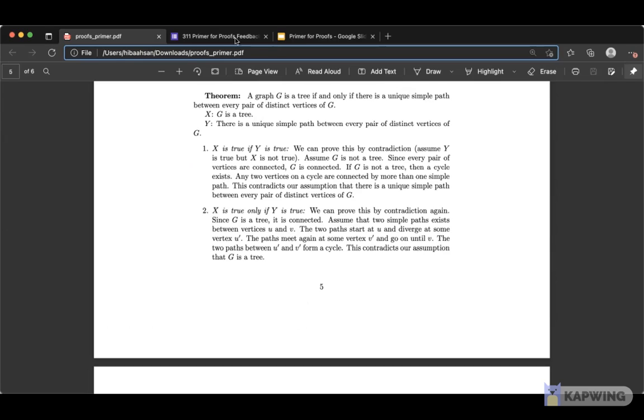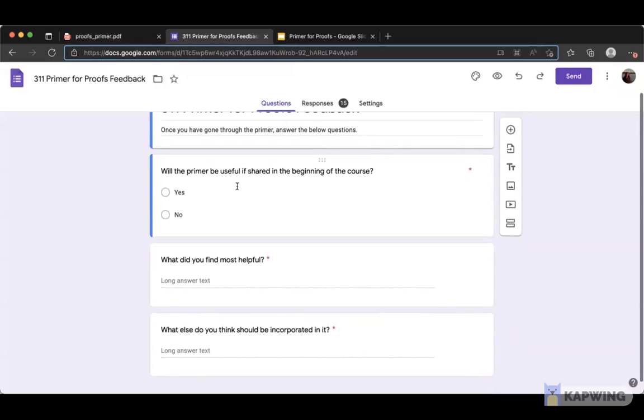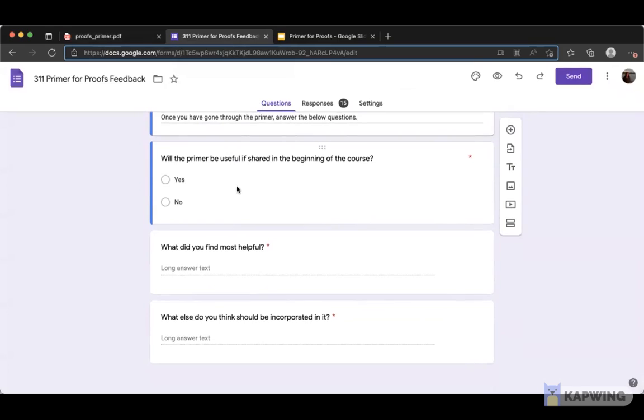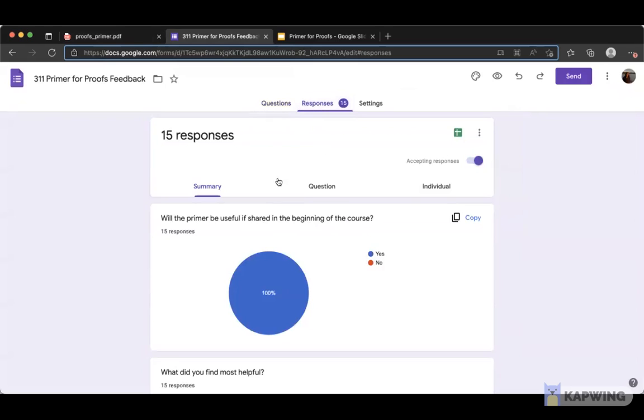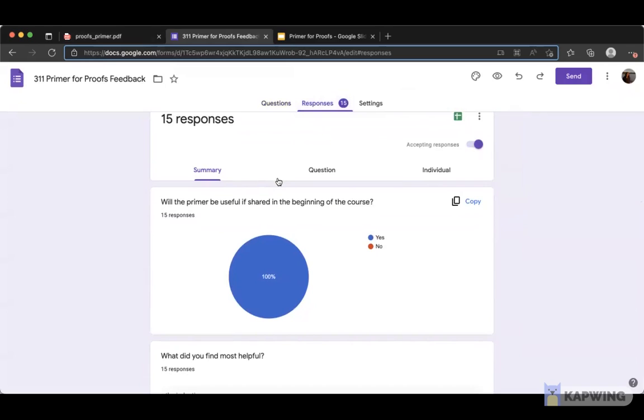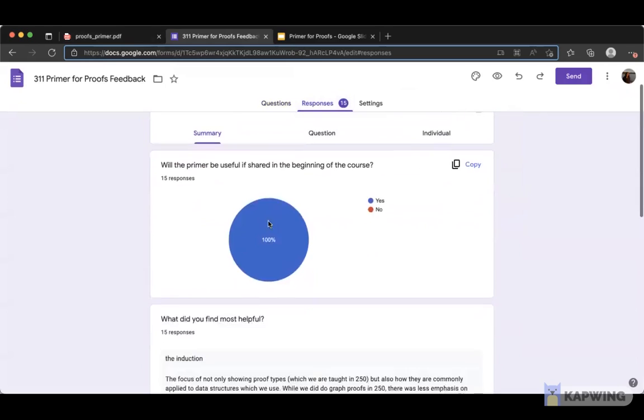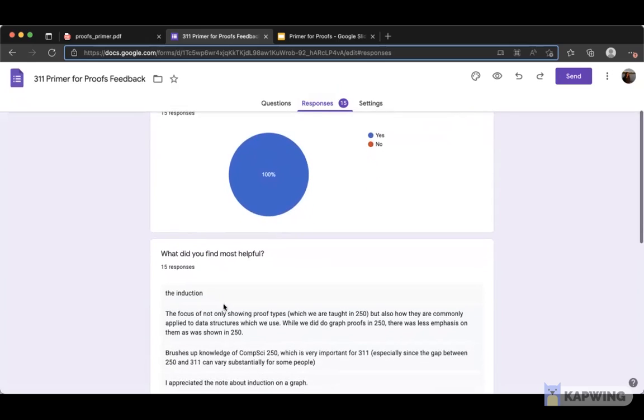We then shared a survey to get feedback about this document with the students. We asked them 3 questions. Will the primer be useful if shared in the beginning of the course? What did they find most useful? And what else did they think could be incorporated in it? We received 15 responses. All of them believed that the primer will be useful if shared in the beginning of the course.